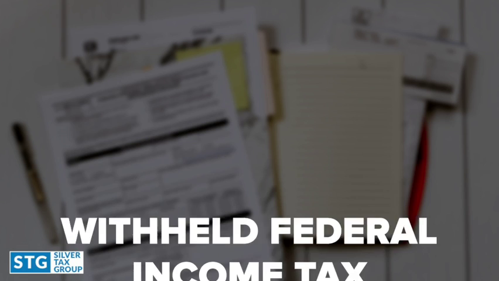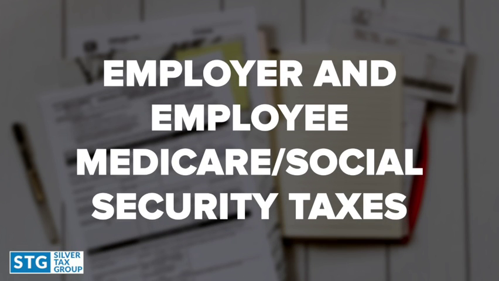The amounts that you're required to report on Form 941 include employee wages, withheld federal income tax, employer and employee Medicare and Social Security taxes. After you file a 941, you must file this form during each quarter, even if you don't have any taxes to report for that time period. They're due on the last day of the month following the end of each quarter.